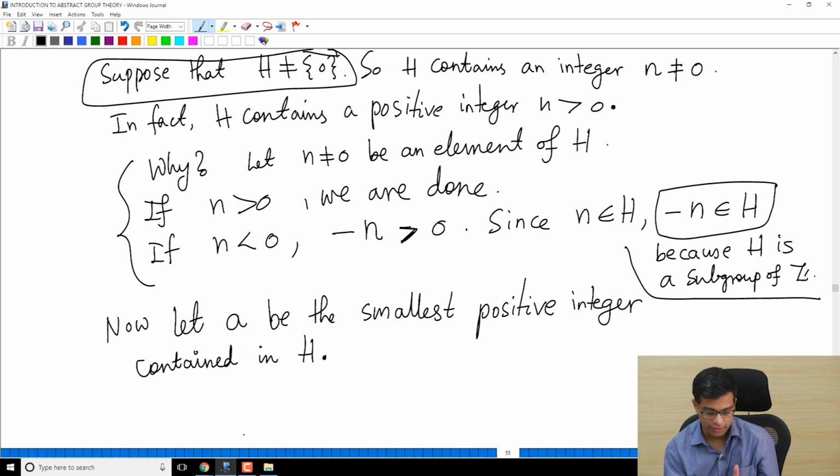So, how do I get a? I will start with 1. Is 1 in H? If not, I will go to 2. Is 2 in H? If not, I will go to 3. If 3 is not in H, I will check with 4, otherwise I will check with 5. Because H contains a positive integer, at some point we will reach a number which is in H. The first time we reach that is the smallest positive integer that is in H. So, I will call that a.